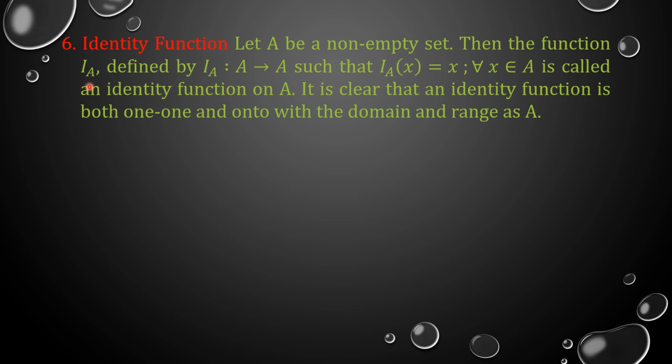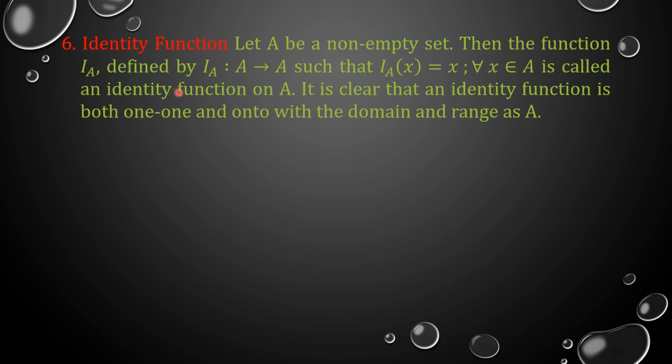And you see, actually identity function can be considered as y equal to x. It is a straight line actually. Identity function is a straight line passing through the origin and bisecting the first and third quadrant. So that will be the graph of an identity function.